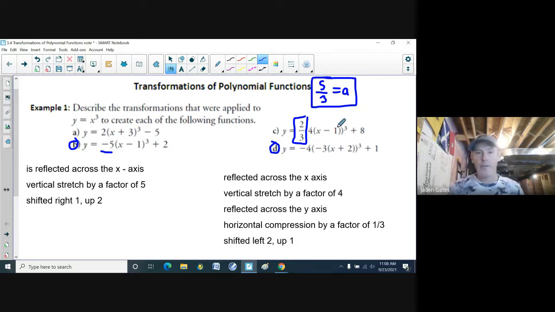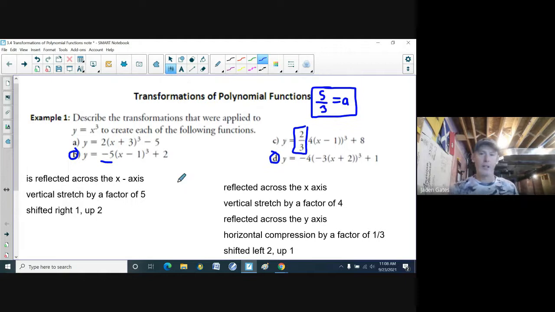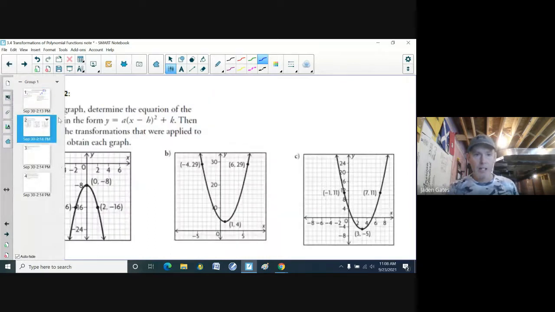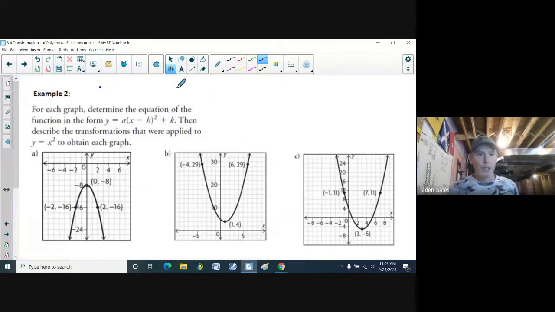Throw in an a value of 5/3, and it's a good little trick there. All right, so good question there. All right, next up, example 2.